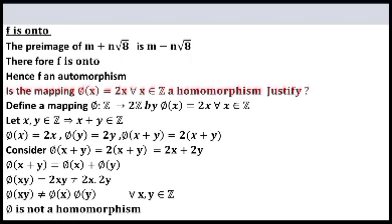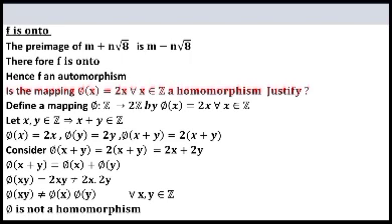Now we are proving f is onto. The pre-image of m plus n root 8 is m minus n root 8. Therefore f is onto. Therefore we prove that f is an automorphism.